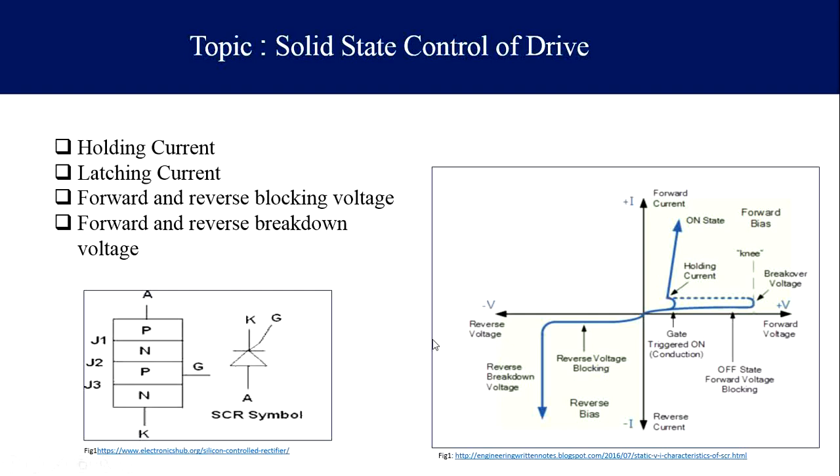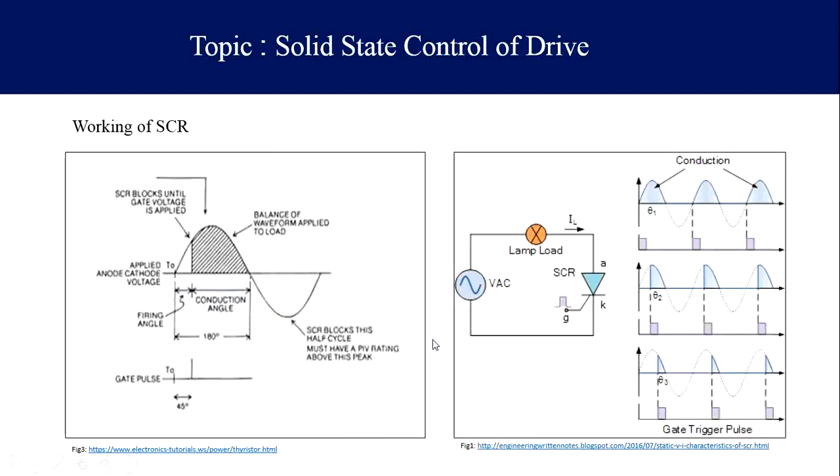Now, let us go ahead to how it actually works in an application. See, this is a waveform. This is an AC waveform. This is the applied anode-cathode voltage. Okay, so the voltage is increasing now. This is what is called the firing angle, that is, the angle at which my SCR is fired, and the remaining part is called the conduction angle. 180 degrees is the total span. Then the gate pulse, that is 45 degrees, is the firing angle of my SCR.